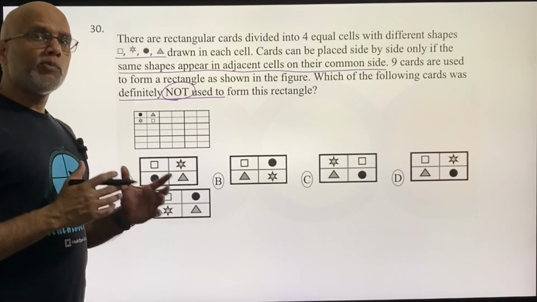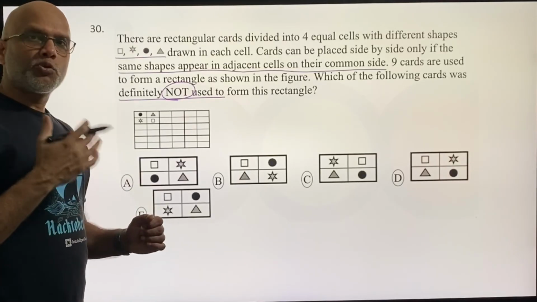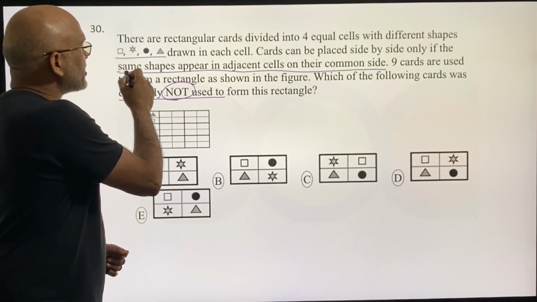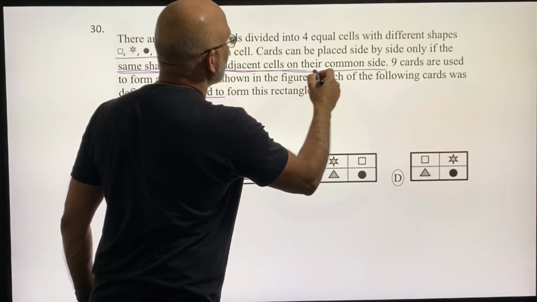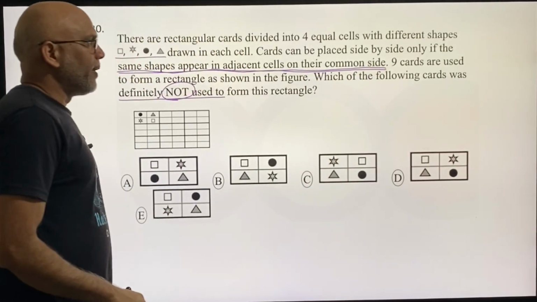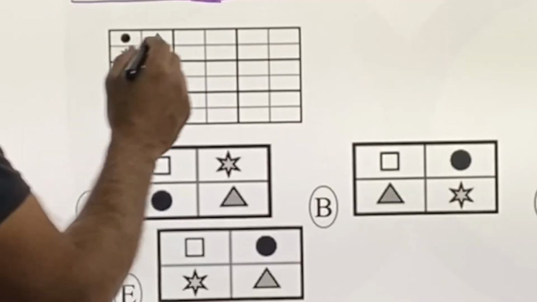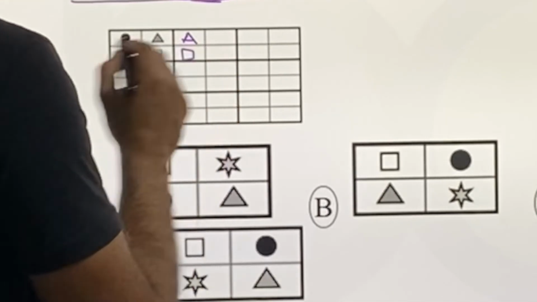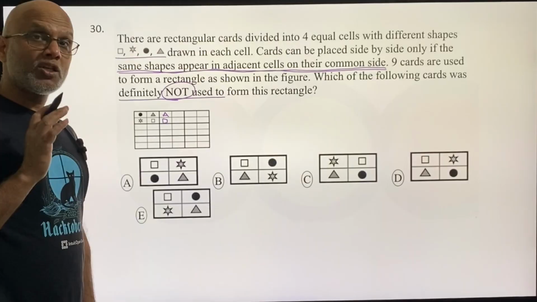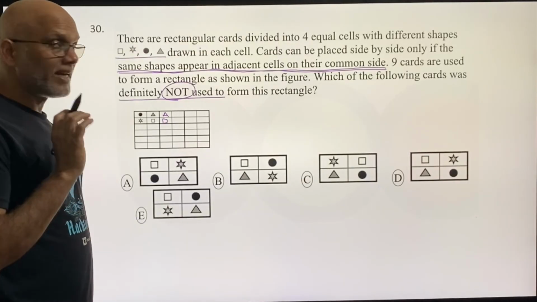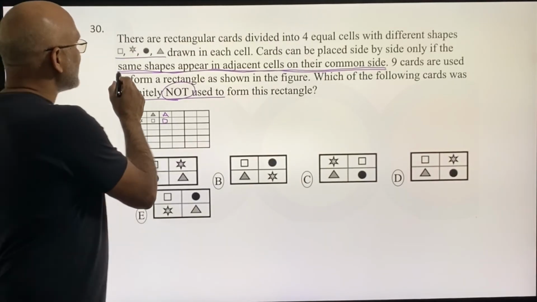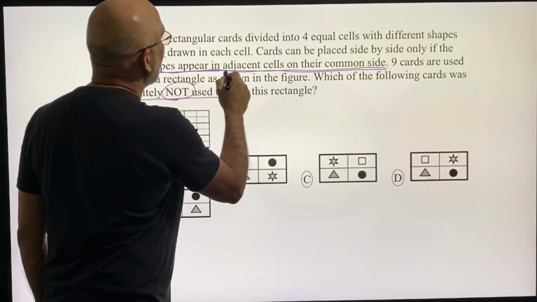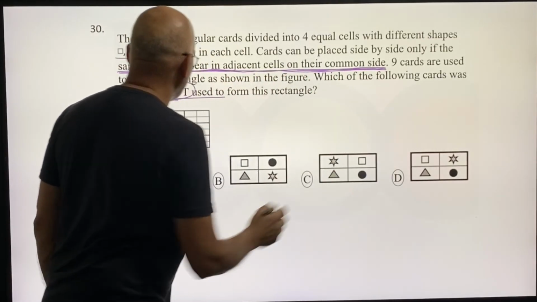I thought this problem was a bit tricky, and it has to do with the language. Same shapes appear in adjacent cells on their common side. So initially I thought a triangle has to go next to a triangle and a square has to go next to a square. But that is not true. That is not necessary. All it says is same shapes appear in adjacent cells on their common side.